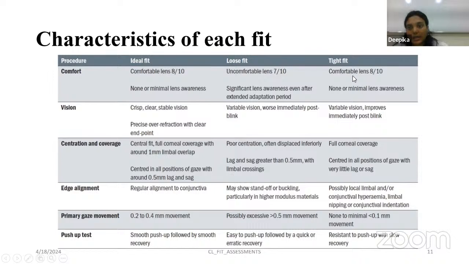A tight fit is a very uncomfortable lens, with none or minimal lens awareness. Variable vision can be there. Full corneal coverage, centered in all positions of gaze with very little lag or sag. Possibly local limbal or conjunctival hyperemia, limbal nipping or conjunctival indentation. None to minimal movement, less than 0.1 mm, resistance to push with slow recovery.